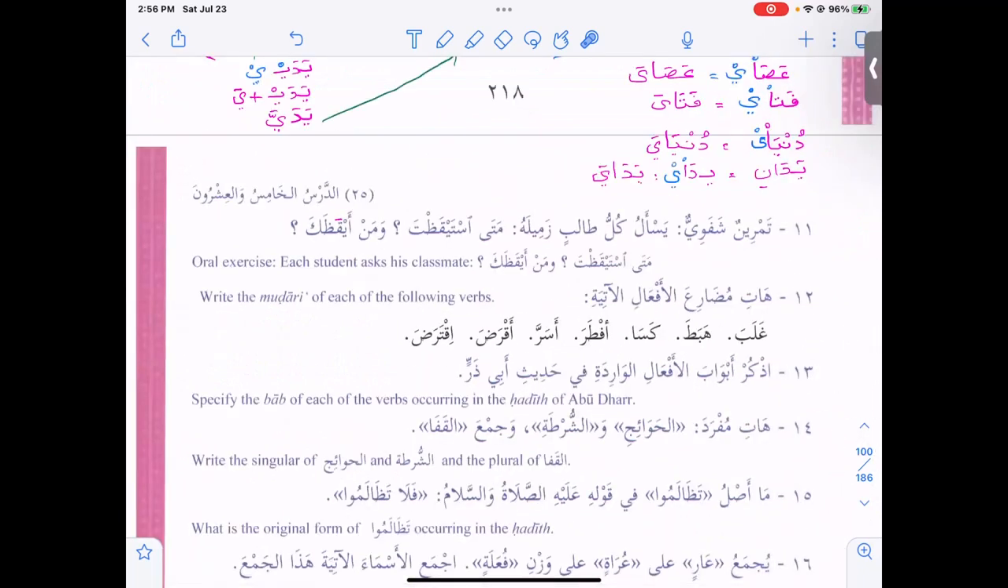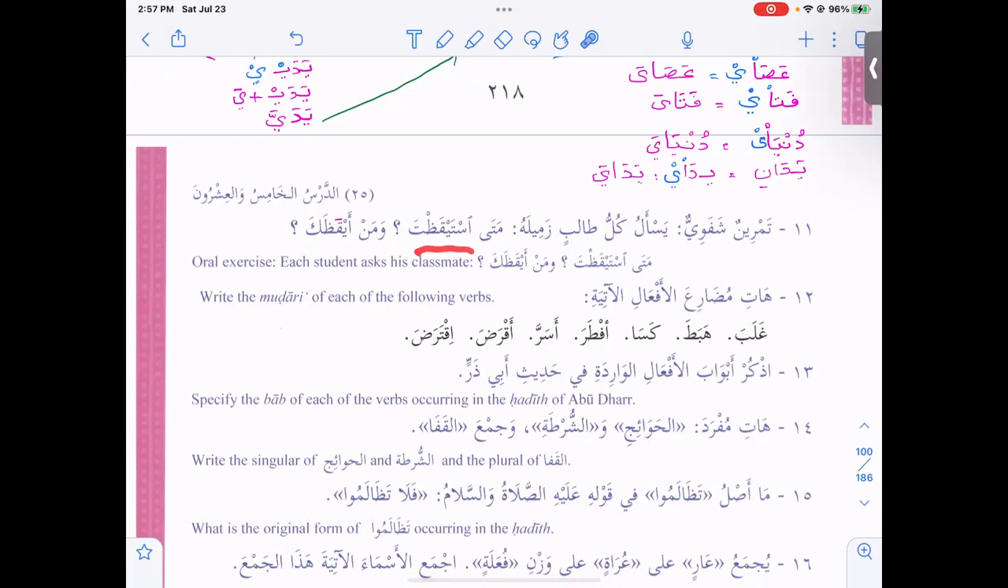Now, we finish. Now, this is an oral exercise. Kullu talibin zamilahu. Every student asks his colleague, Mata istaikasta. When did you wake up? Mata istaikasta. Okay. So, waman aikasta. Who woke you up? When did you wake up? Mata istaikasta? You are asking somebody. Man aikadaka. And who woke you up?